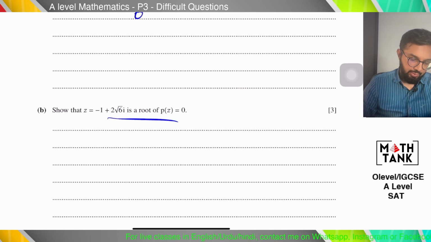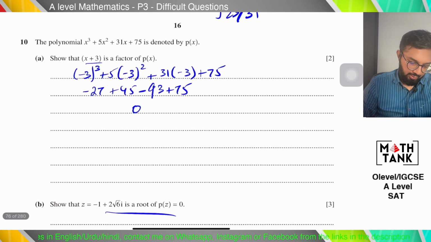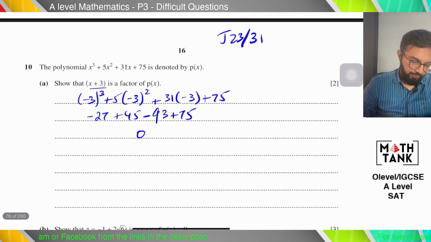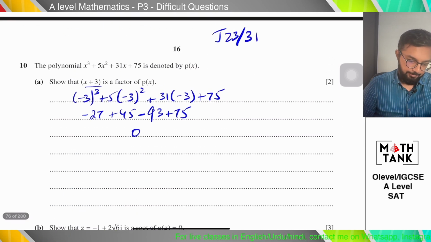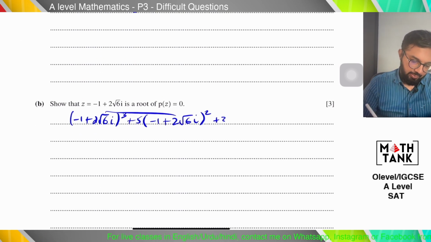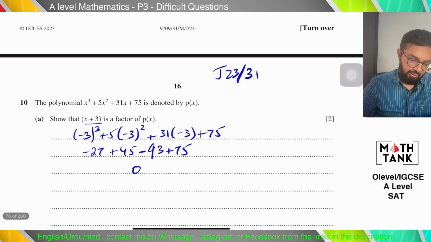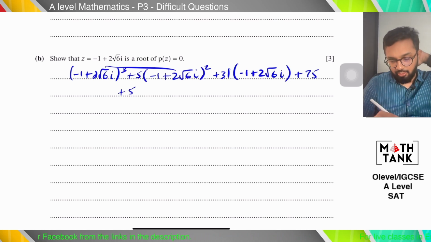Show that this is the root of the equation. Okay, so minus 1 plus 2 root 6 i, cubed, plus 5 times minus 1 plus 2 root 6 i, squared, plus 31 times minus 1 plus 2 root 6 i, and then plus 75. Okay, so I'm just going to square first. Why? Because once I have the square, it's easy to cube it.